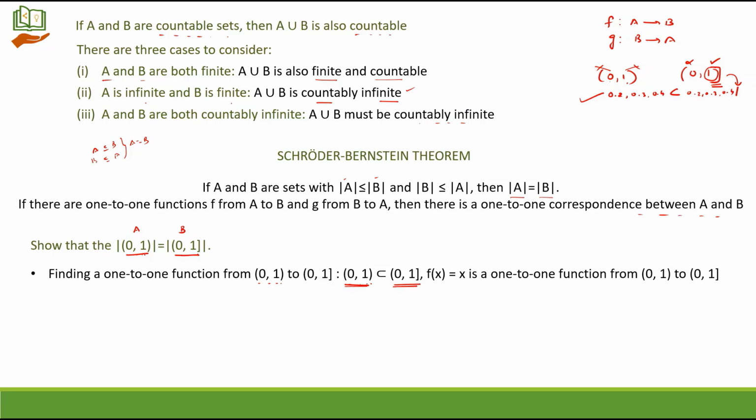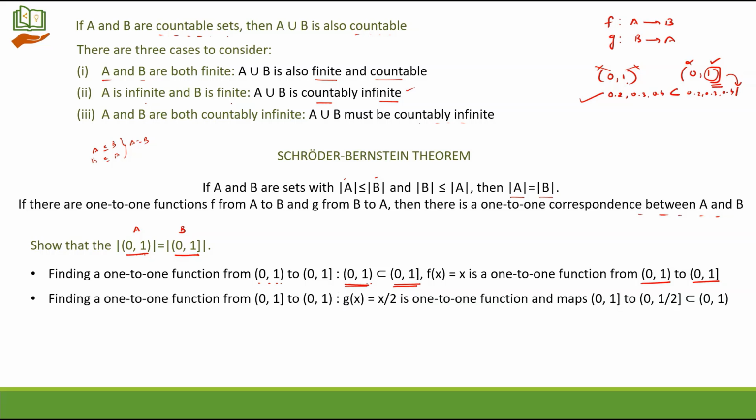So f of x is equal to x is a one-to-one function from this interval to this interval. Now we have to construct in the reverse direction, B to A. Finding a one-to-one function from this closed interval of 1 to the open interval of 0 and 1. Here g of x is given by x divided by 2. It is a one-to-one function and maps this particular interval to (0, 1/2].